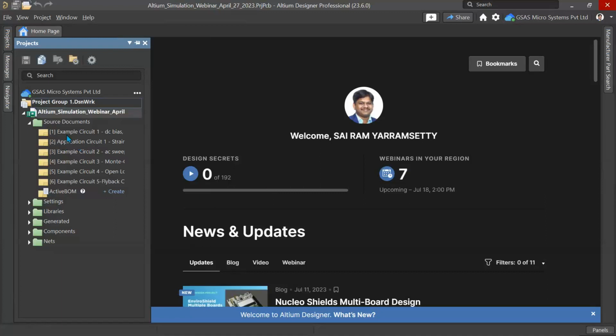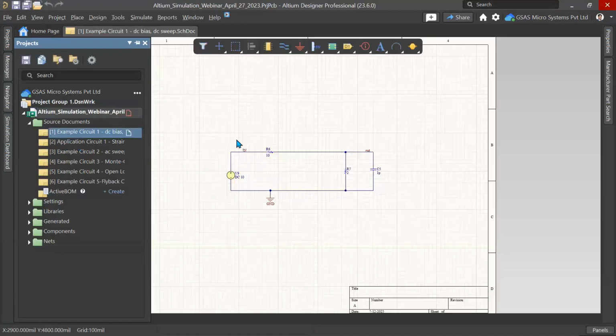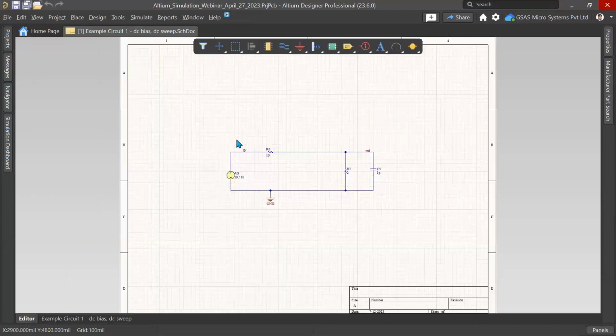Now let us open a circuit. This is an example circuit. This is a voltage divider circuit, and I want to figure out the voltage and current at different nodes. For this, I'm going to run the operating point analysis.